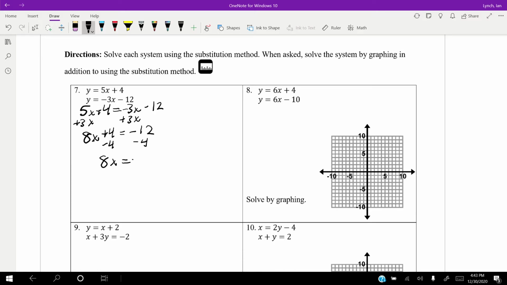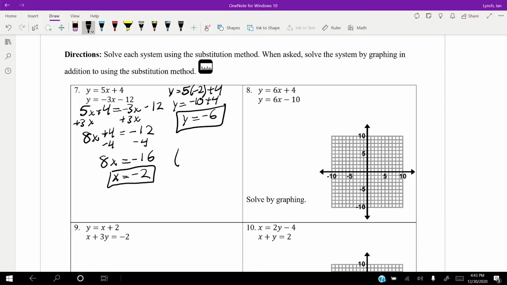Okay, so now let's subtract the 4. We get 8x equals negative 16, which means x equals negative 2 when we divide both sides by 8. Now I'm going to take this negative 2 and I'm going to plug it in for x. So let's just choose the top one. y equals 5 times negative 2 plus 4, which means that we get y equals negative 10 plus 4, y equals negative 6. Which means our solution is at the point (-2, -6).